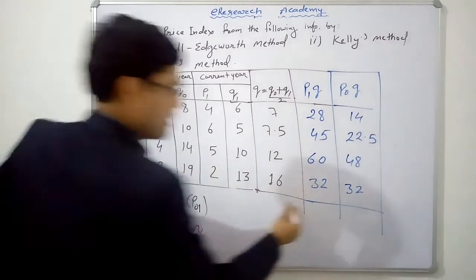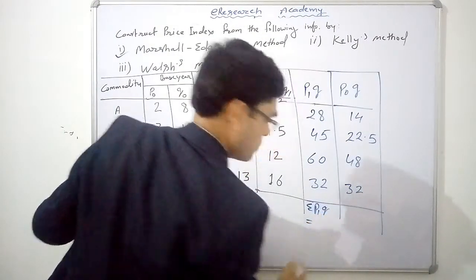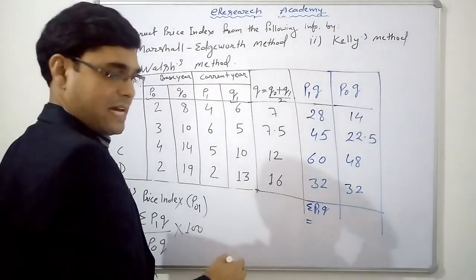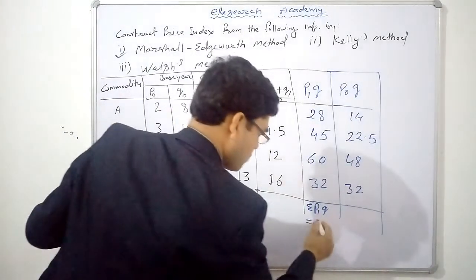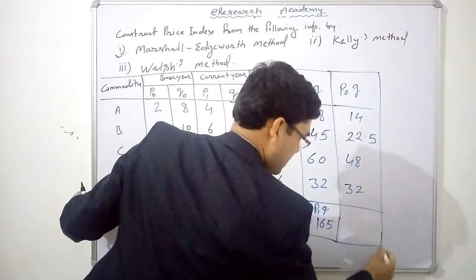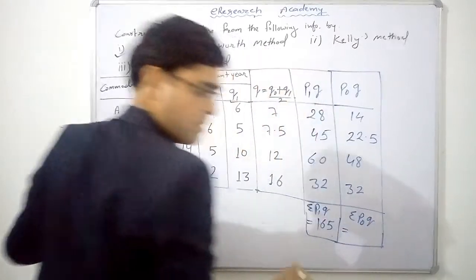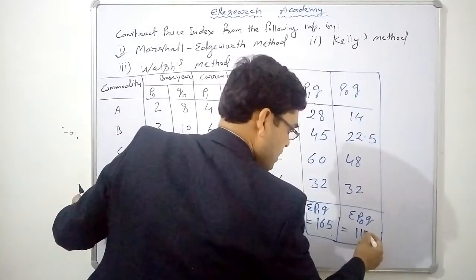Okay. Now get the total of this one. It will be sigma P1Q equal to, this gives us the total as 165. Okay. And next sigma P0Q is 117.